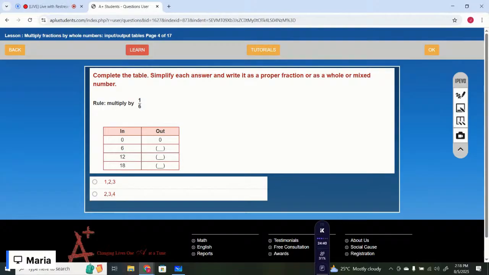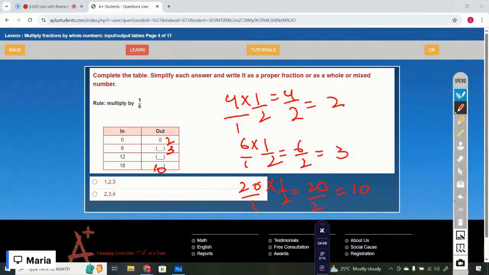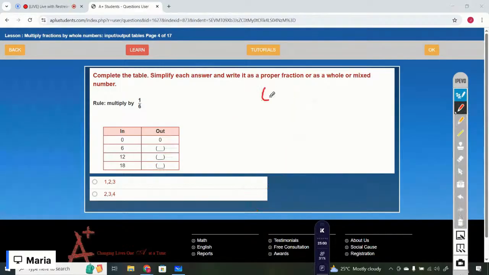Complete the table. Multiply by 1 by 6. So you need to multiply each input value by 1 by 6. 6 times 1 by 6 is 1. 12 times 1 by 6. So 12 by 6 is 2.